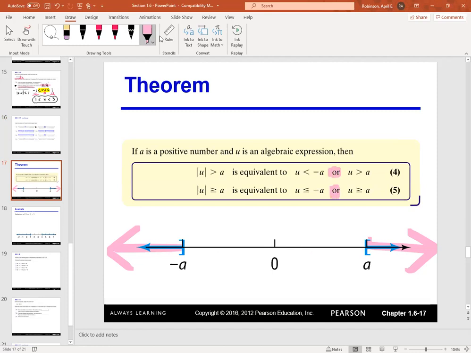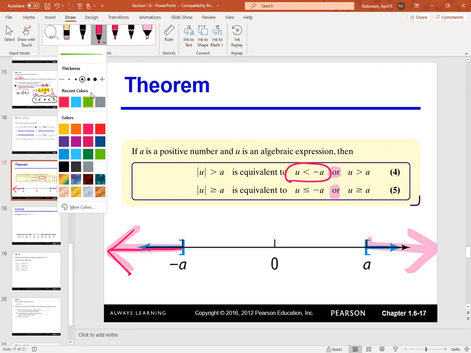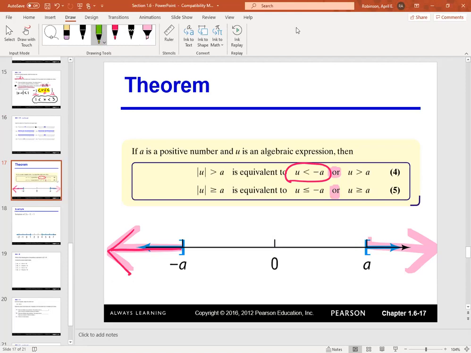If the absolute value of U is greater than an A, then that means that U is going to be less than negative A. That's this one, right? This would be going in the less than direction. So U would have to be less than negative A, or U is greater than A, and that's this one going in this direction.